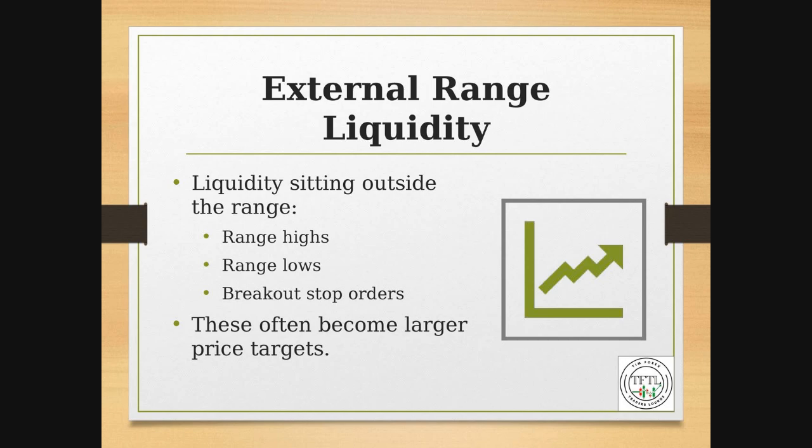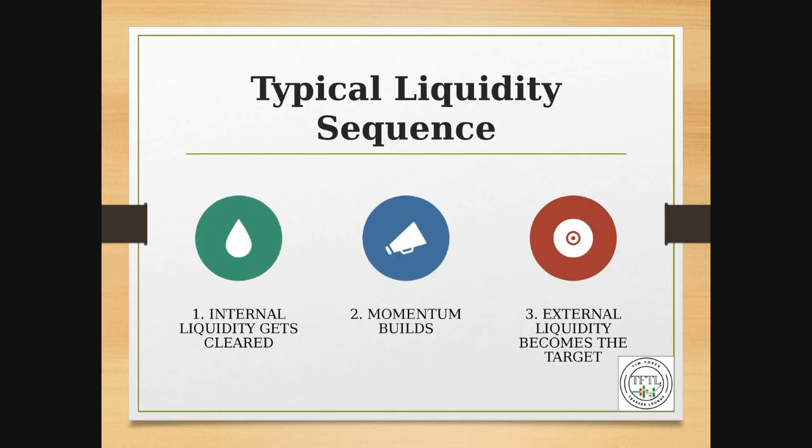These areas contain large pools of liquidity. And once internal liquidity is cleared, price often moves towards the external targets. That's when real breakouts or major reversals often occur in the markets. So, the typical liquidity sequence, how does it appear? First, the price takes out the internal liquidity.